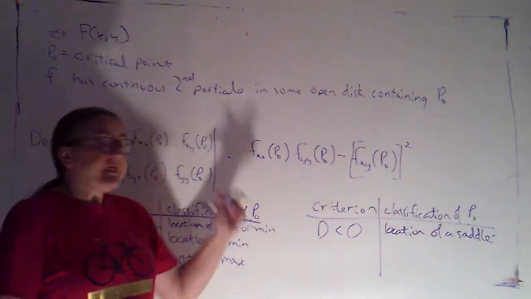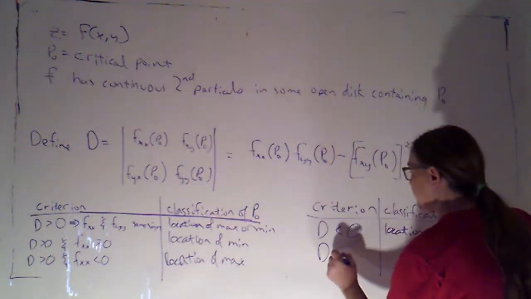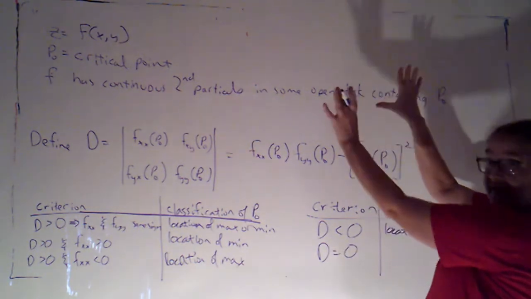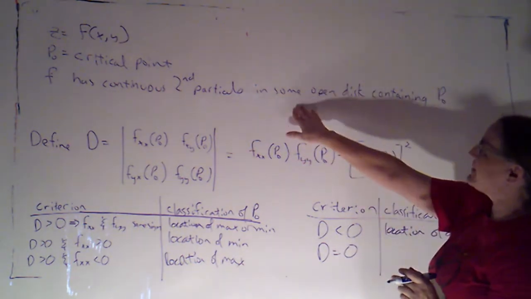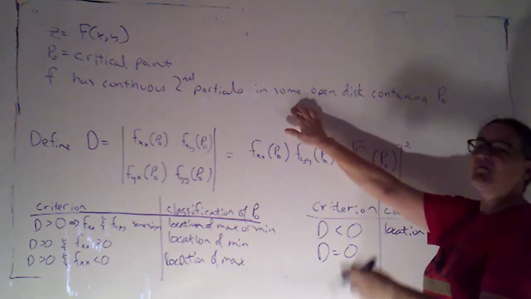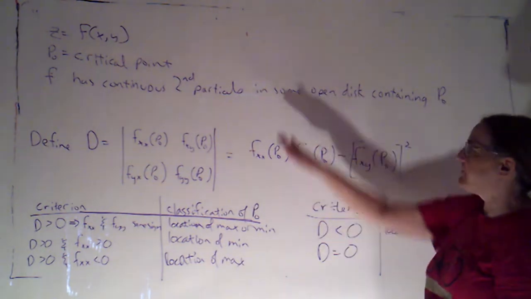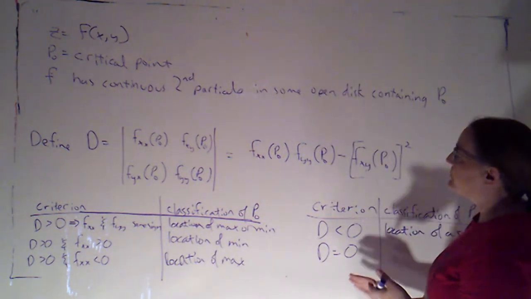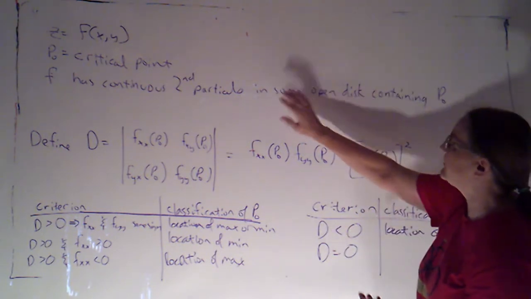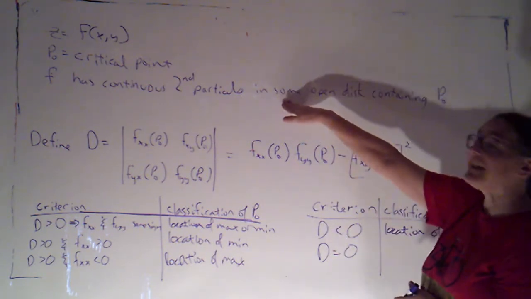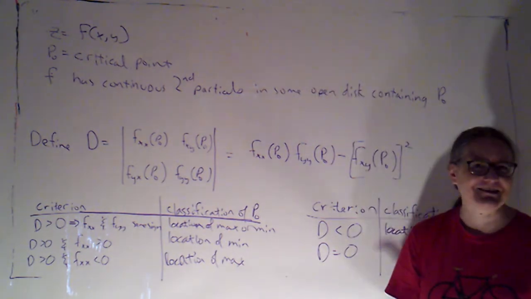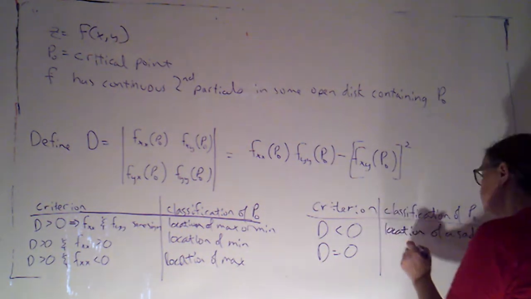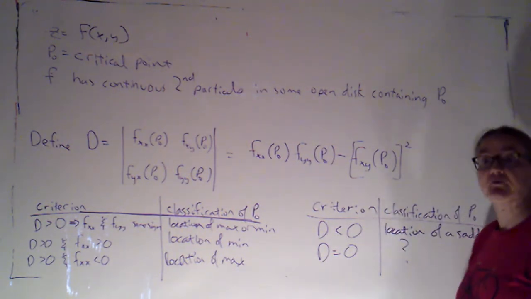Okay. The last possibility is that D could be 0. I'm not including D being undefined because we've stated that our criteria for using this test is that the second partials are continuous in some open disk containing our critical point. So if that condition wasn't satisfied, that would certainly mean that D was undefined. Well, it wouldn't necessarily mean it was undefined if they existed but weren't continuous. But if this condition is satisfied, then D exists. Okay, so we don't even use the test if D doesn't exist. If D is 0, I don't know what happens. The test would be inconclusive.